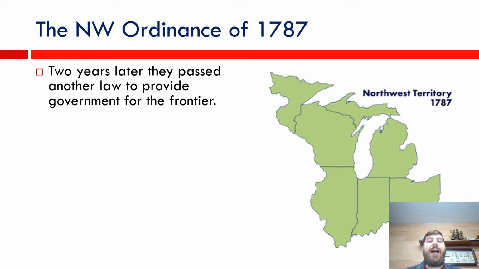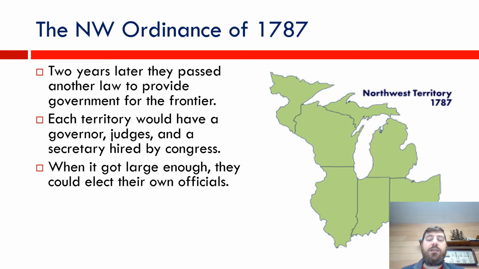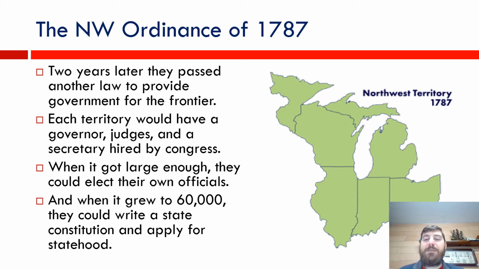Two years later, they passed another law called the Northwest Ordinance of 1787, and this told you how to become a state once there are enough people there. Every territory would have its own governor, its own judges, and its own secretary, and Congress would be in charge of giving those people their government. When it got large enough, then they were allowed to vote for their own officials. And when you get up to 60,000 people, they could write their own state constitution and apply for statehood.